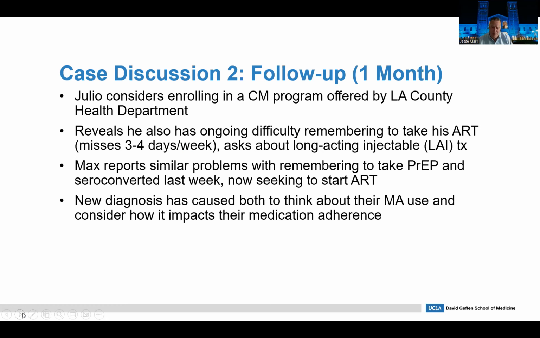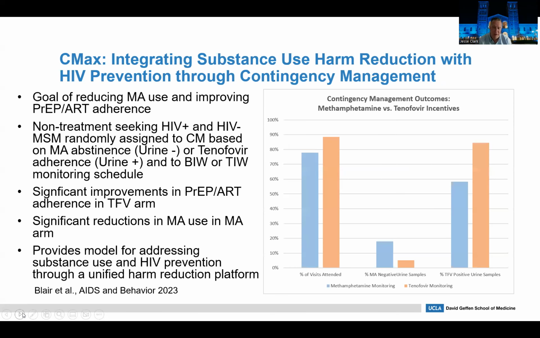As we talked about before, his partner Max had trouble remembering to take PrEP and converted last week. He's seeking to start ART now. And this new diagnosis caused both of them to think about their meth use and how it impacted their medication adherence, both Max initially to PrEP and Julio to ART. Next slide. So they ask you, what do you recommend?